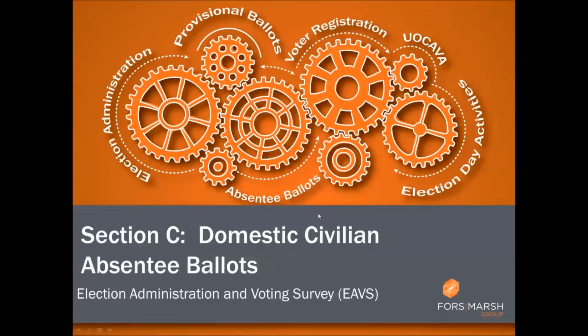In this video, we'll be talking about Section C of the Election Administration and Voting Survey. Section C covers domestic civilian absentee voting. Before we begin, it will be helpful for you to have two documents. First, a copy of the Election Administration and Voting Survey Instrument, and second, a copy of the Supplemental Instruction Manual that goes along with the survey.